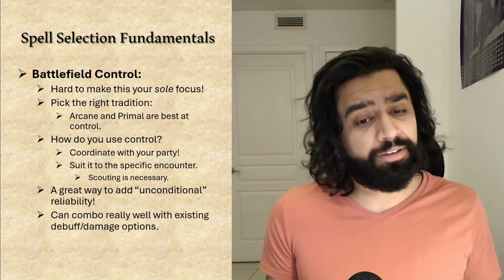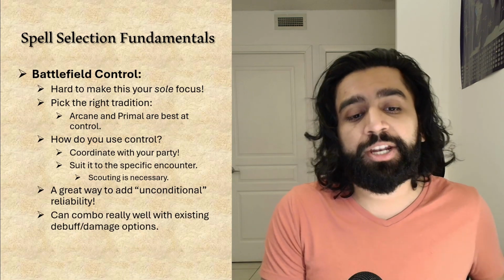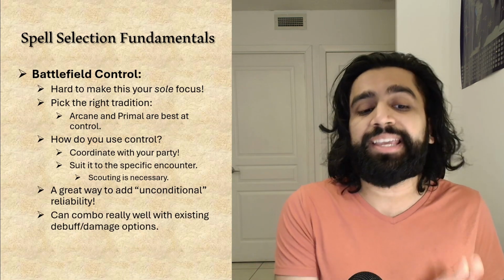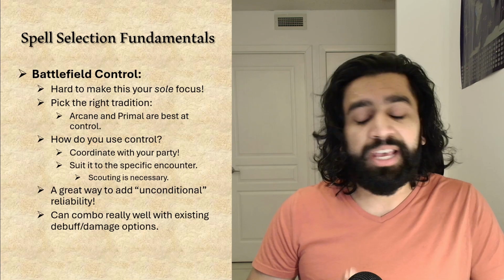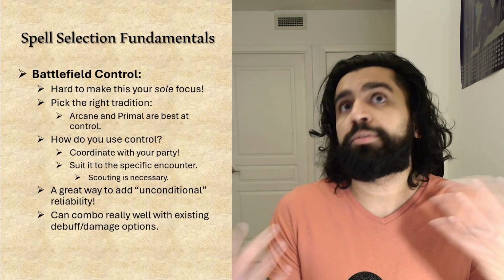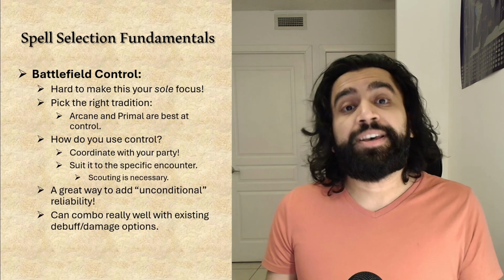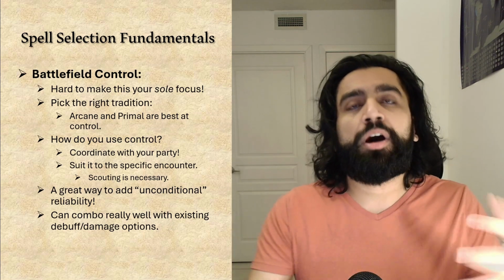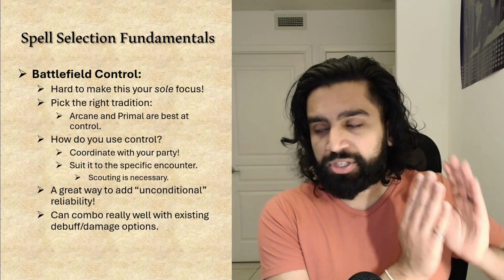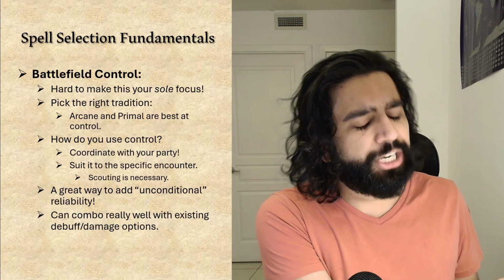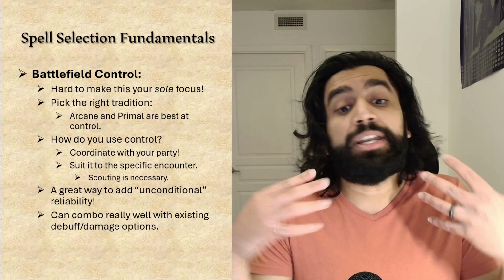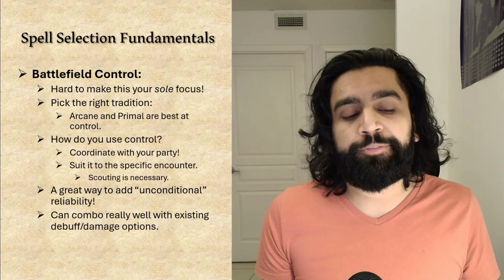Another thing to consider is that control options can combo really well with existing debuff and damage options. If you make it hard for enemies to move around, you make it easy for somebody to AoE them. If somebody uses a debuff on a group of enemies, you can use control to wall off the section of the enemies that did not fail against that debuff, for example.